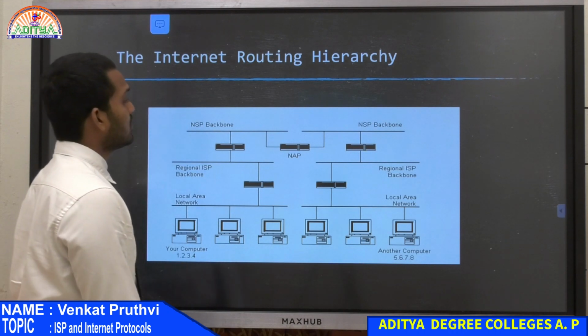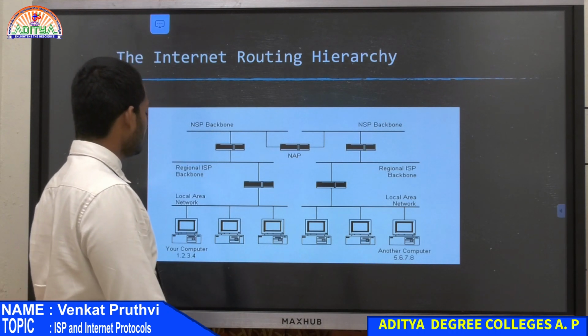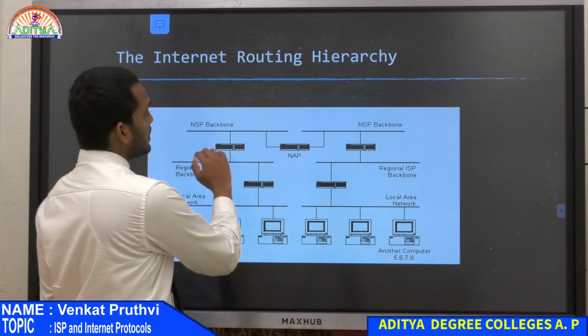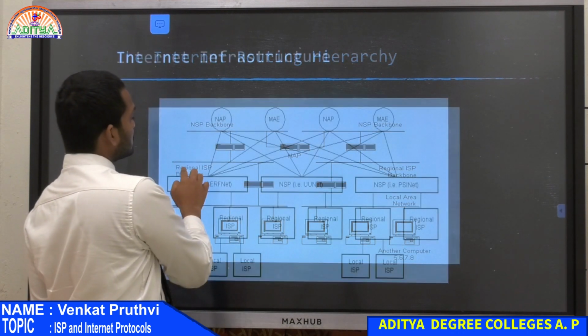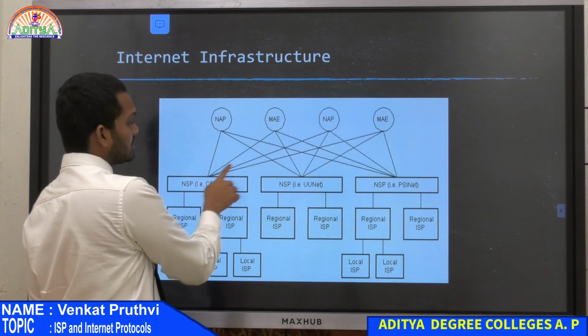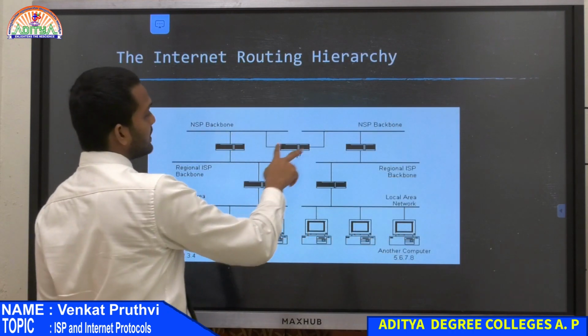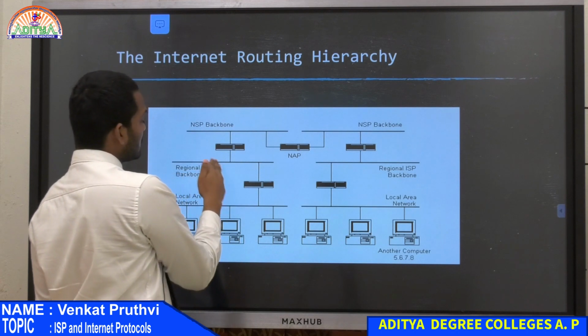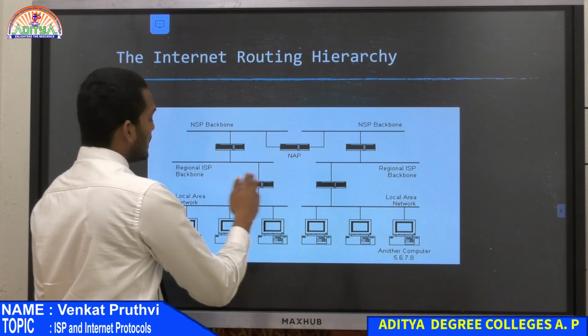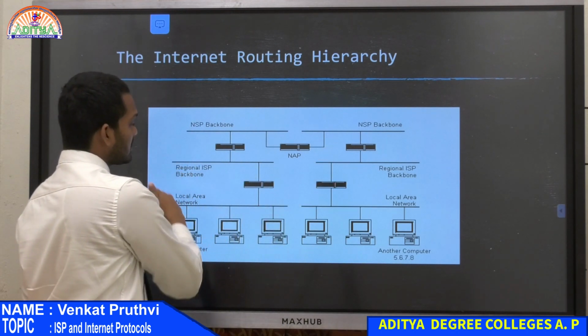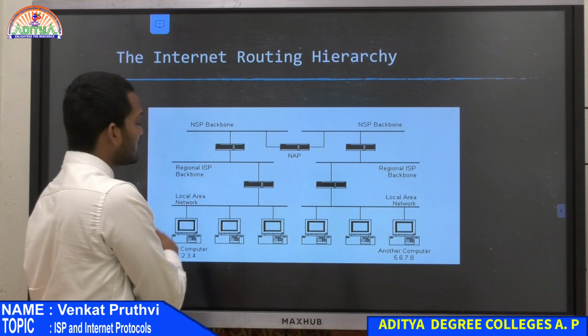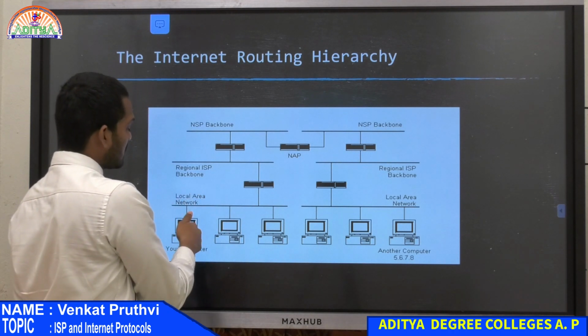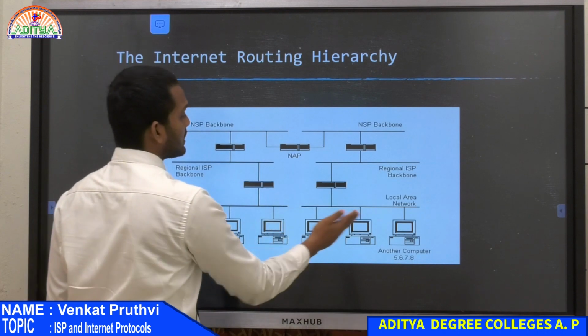And then if you want to see the internet routing hierarchy, it looks like this, where you have this NSP. Now you understand what this NSP is: the network service providers. These network service providers give you the routers, and this router is then connected to the regional internet service providers. These regional internet service providers are then connected to the local internet service providers, from where you get your local area network to these computers that are connected.